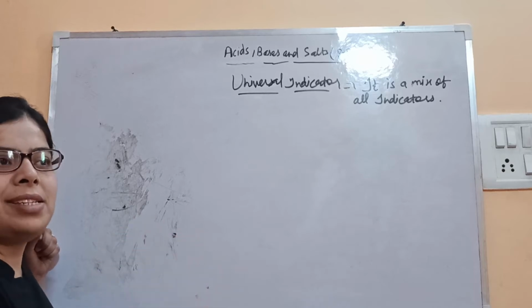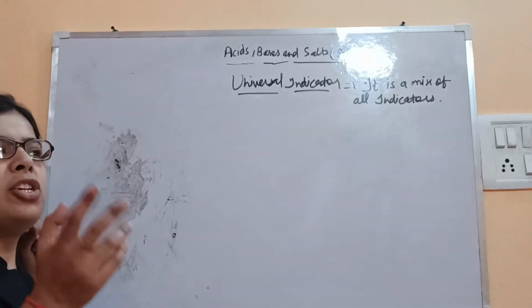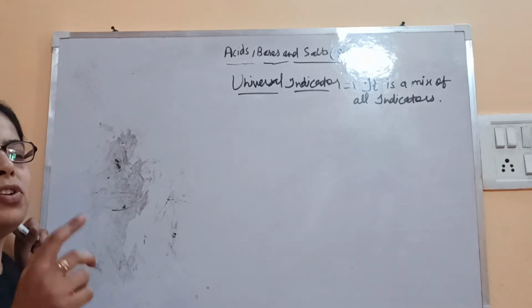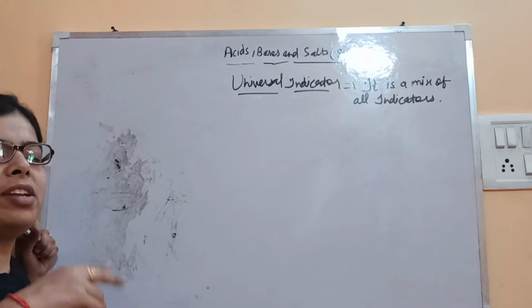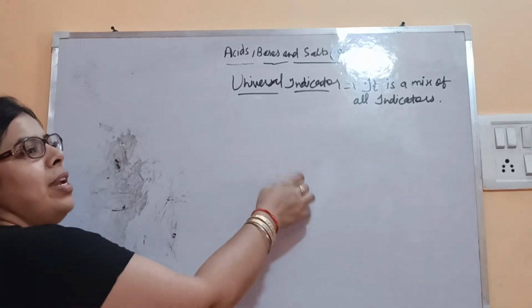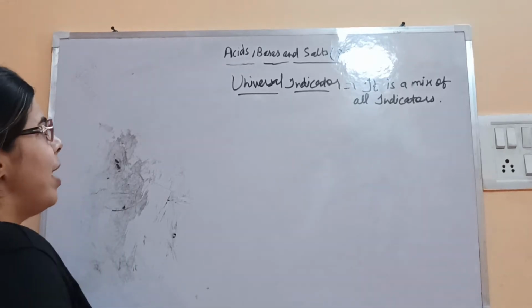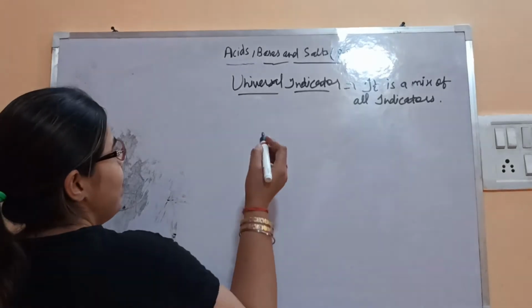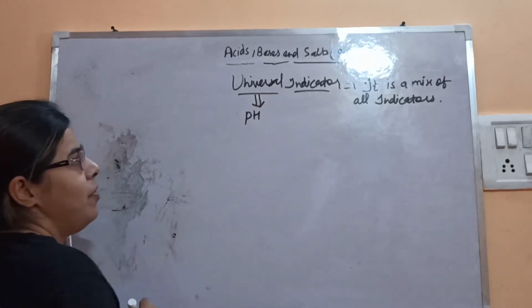Whether it's a strong acid, then it will show a different color. If it's a weak acid, it will show a different color. Like with HCl, it shows a different color. With acetic acid, it will show a different color. Similarly, with different bases also, either strong or weak, it will show different colors. So accordingly, we will match the color, and then we'll come to know, yes, this is basic, so more basic or less basic. Fine. So pH is one of the universal indicators that we are using.